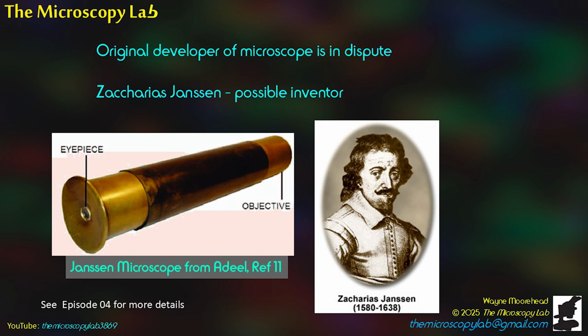A very brief history of the microscope. The history of the compound microscope, which is a microscope with an objective lens and an eyepiece or ocular lens, began over 400 years ago. Reportedly, a father and son, Hans and Zacharias Janssen, are credited with the development of the microscope, though there is some controversy about this. Learn more in episode 04, Introduction to Microscopy.